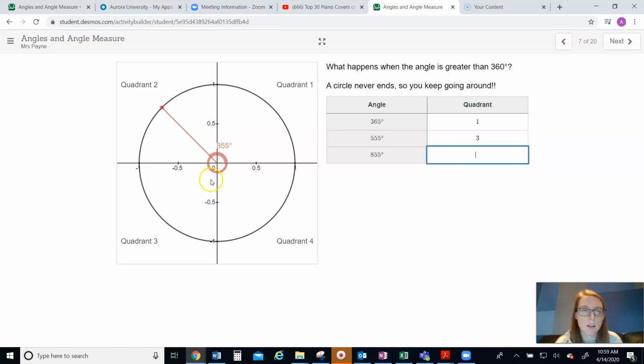Same thing here. So I was at 540, 630, 720, 810, and the next after 810 would be 900. So 855 is right between 810 and 900, and that's why it's in quadrant 2.